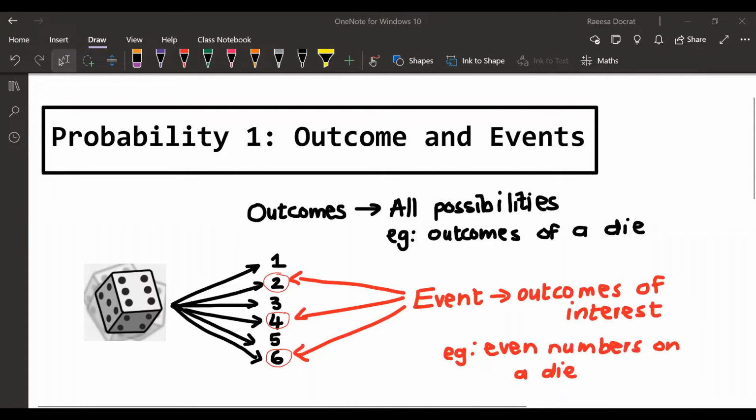In this series, we will be having a look at probability. And the first thing that we're going to look at is what are outcomes and events. Now over here, we have a little bit of an example.